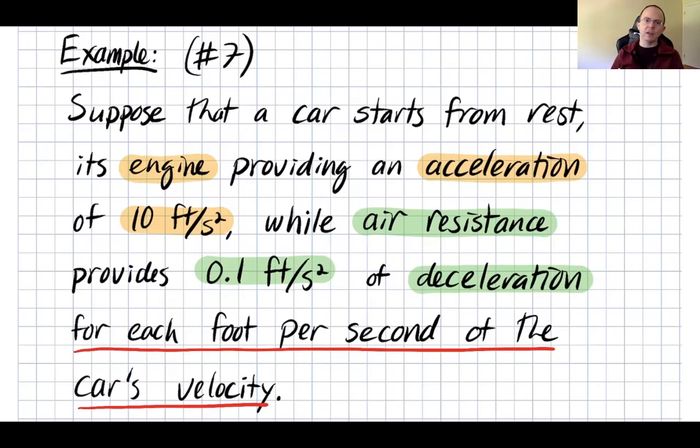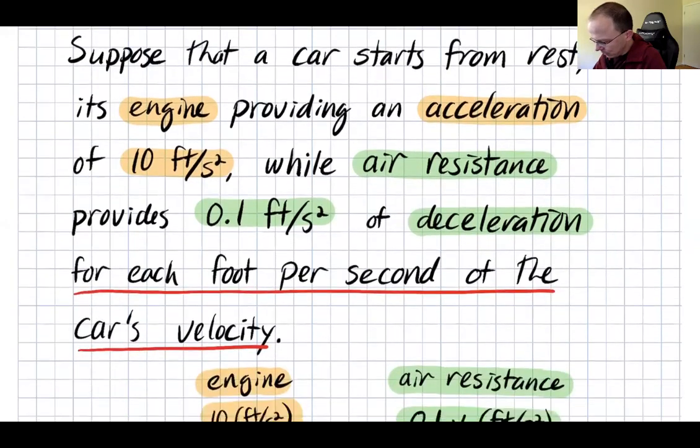It makes sense physically that when you're not moving, there's zero air resistance, and the air resistance will increase as your velocity increases. If you're going much faster, then you're going to be experiencing much more air resistance. So this is a good way to model air resistance: have it be proportional to the velocity. Okay, so let's have a look at this question.